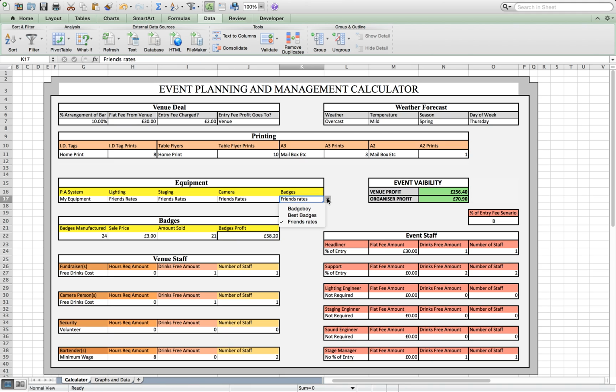If, for instance, at the last minute the badges got destroyed and I had to go to Badge Boy, well, then I'm going to earn less because they cost more to manufacture.